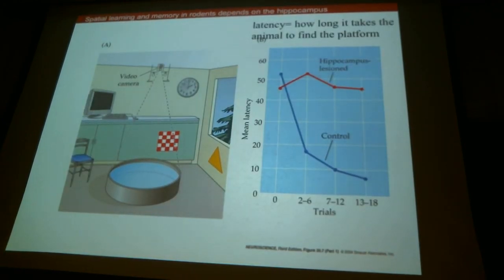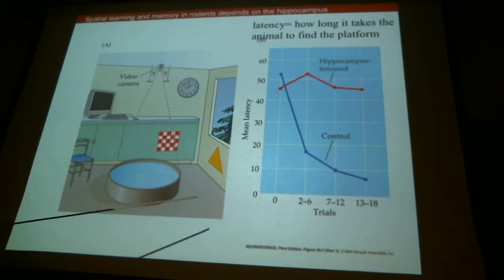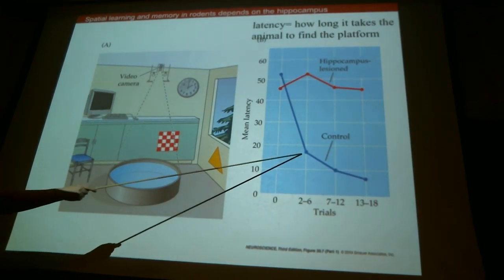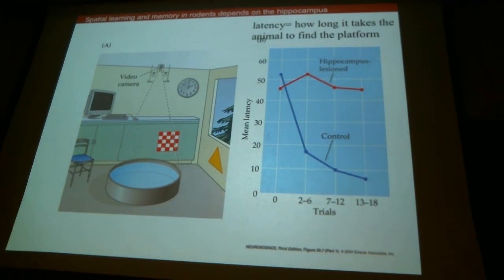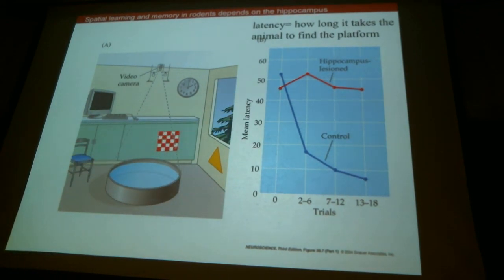If you do this task, a normal animal will have a learning curve that looks like this. Initially, it'll spend a certain amount of time looking for the platform. There's very rapid learning in trials 2 through 6, and so on. If you bring them back the next day, they're not so good, and then they learn rapidly. So there's a multiple day effect too. But if you lesion the hippocampus, the animals just can't learn.